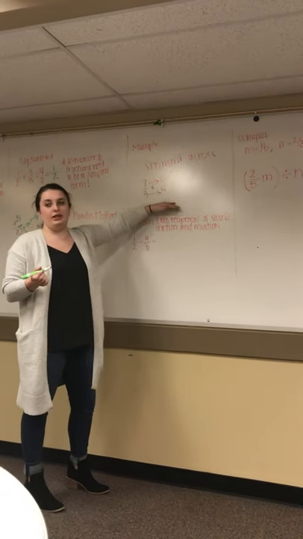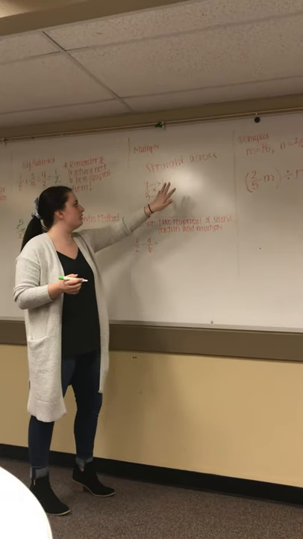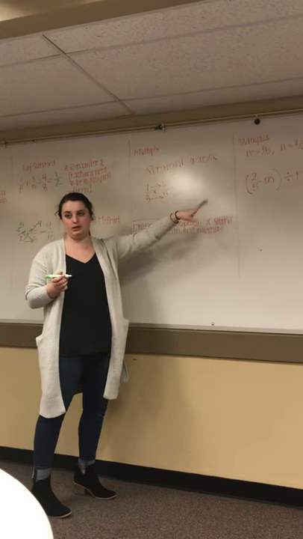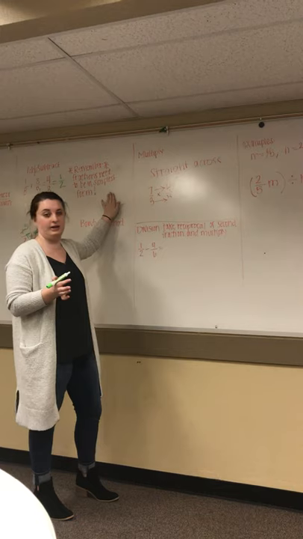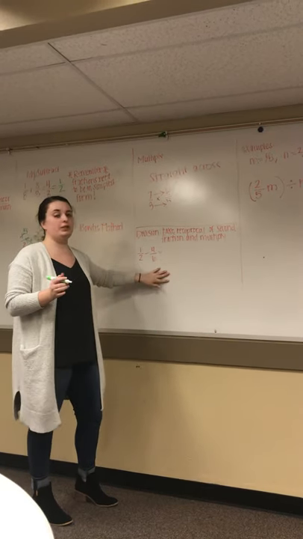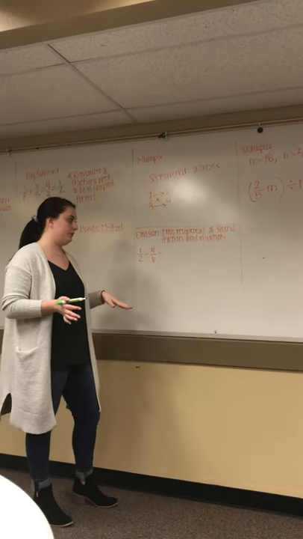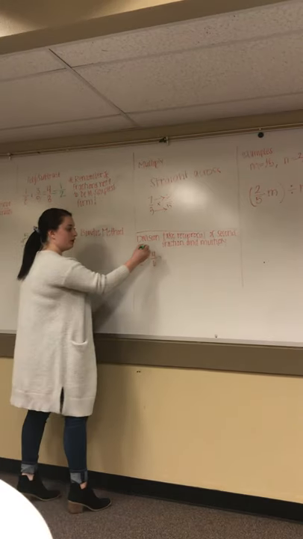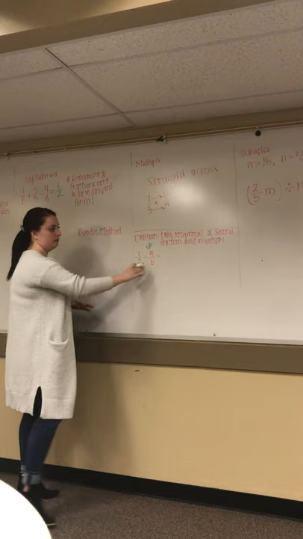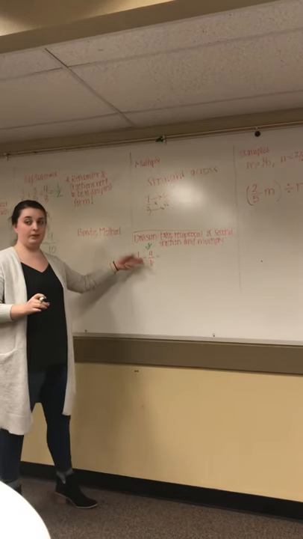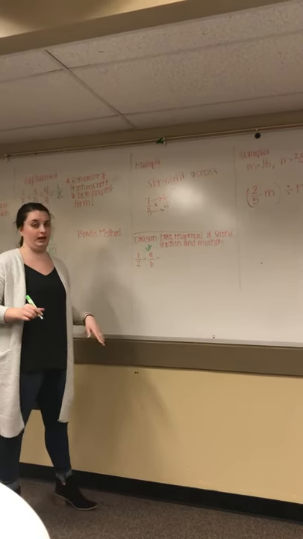So multiplication is simple. You just multiply straight across. And then always remember to simplify. Division just has an extra step where you take the reciprocal of the second fraction, meaning you flip it, and then multiply.